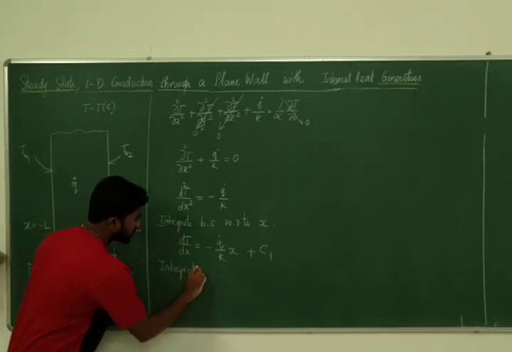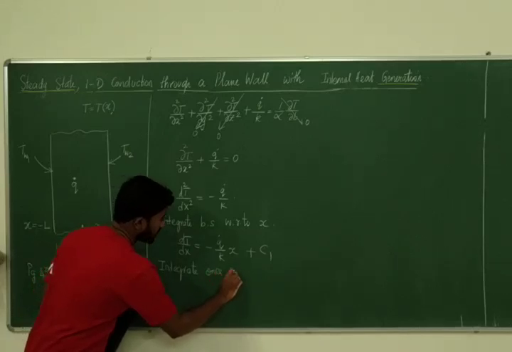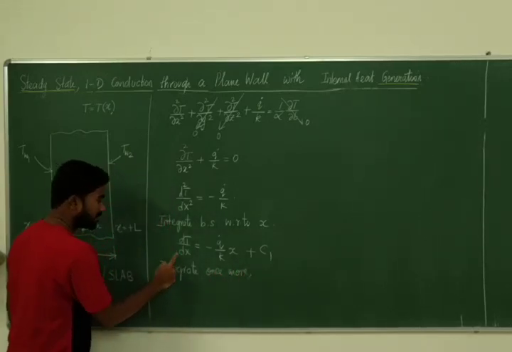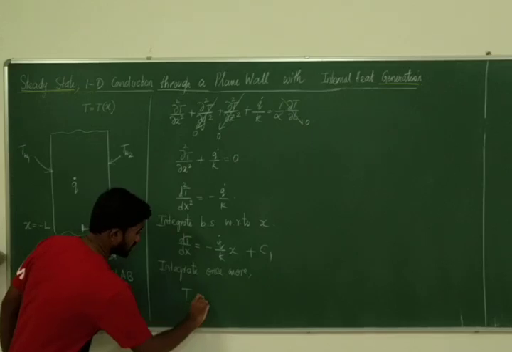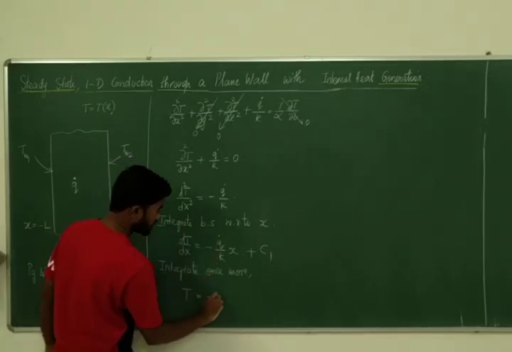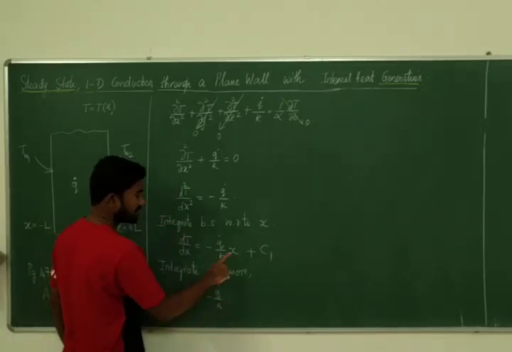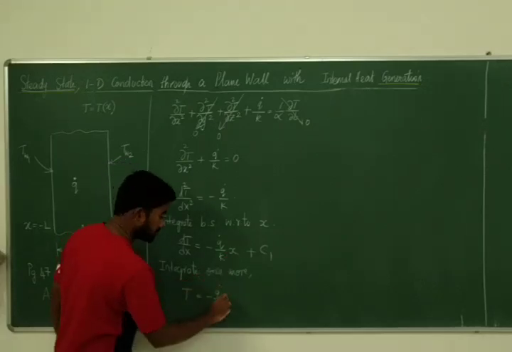Now we will integrate once more. Integrate both sides with respect to x. Let us integrate once again. dT/dx will become T. Minus q̇/k is a constant. Integral of x is x squared by 2.